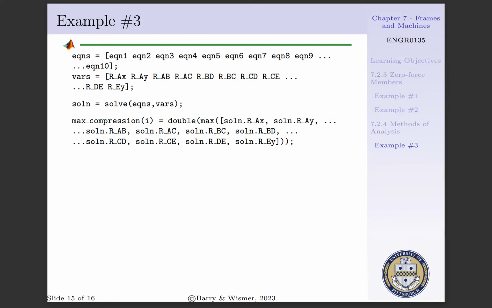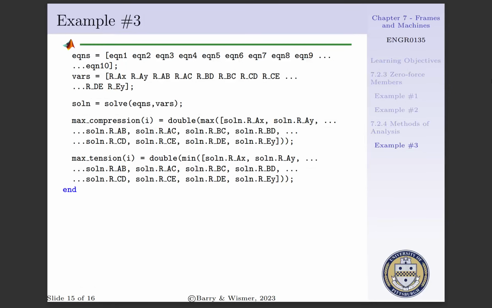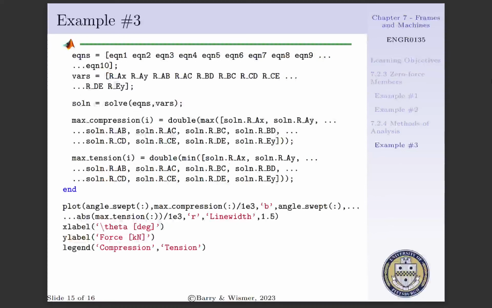What we'll do at each unique value of I is determine our maximum compressive force, and we will do this by taking the max value of our solution structure. To determine our max tension, we will take the minimum value of our solution structure. In doing such, we'll have a max compression and max tension vector for which we can plot against theta. We will plot our max compressive force against theta, and we will denote this by a blue line, and we will plot our max tensile force against theta, and we will denote this as the red line.